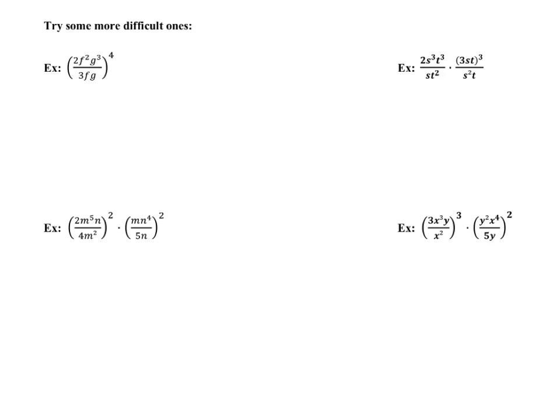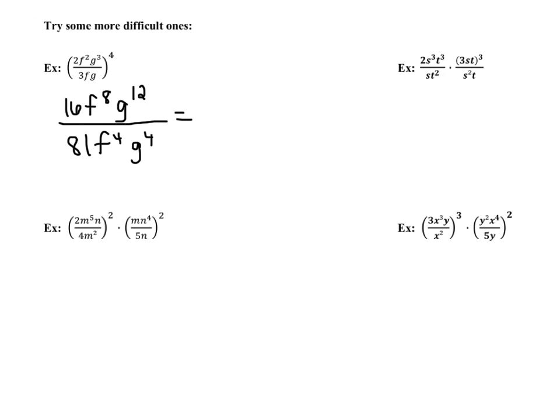So for the first one, the way that I'm going to get rid of parentheses is by raising everything inside to the fourth power. And I have a 2, an f squared, a g cubed, a 3, an f, and a g. So I have 6 items that need to get raised to the fourth power. So 2 to the fourth power would be 16. F squared to the fourth would be f to the 8th. G to the third to the fourth would be g to the 12th. That's because power to a power, you get to multiply the exponents. 3 to the fourth would be 81. And then I have f to the fourth, g to the fourth.